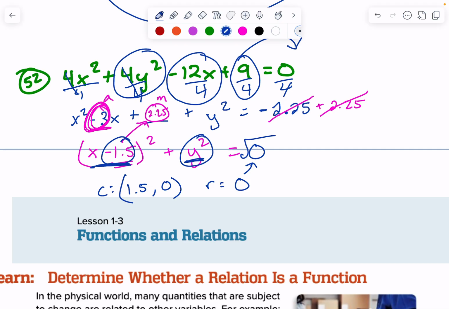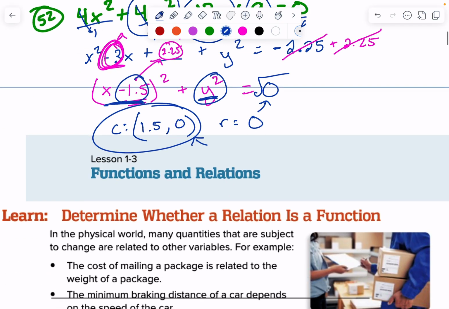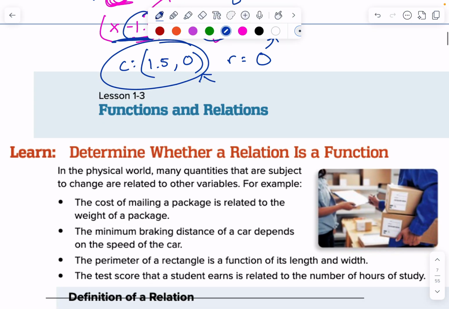So the radius is 0, so I just have one singular point, and there's no circle there. I don't know what the question in particular asked, if they asked for the center and radius or how many solutions you have, but basically this is just a point, and there is no circle being defined by this problem. So kind of weird stuff. All right, that's 52. Okay, I'm going to move on to lesson 1-3.